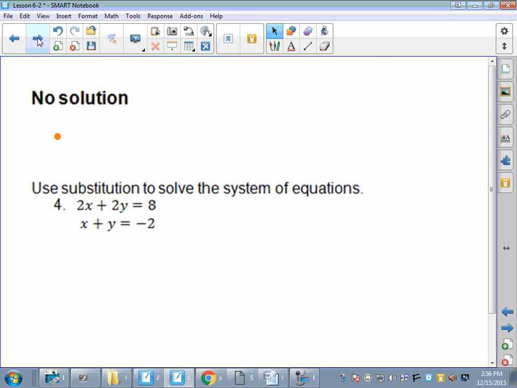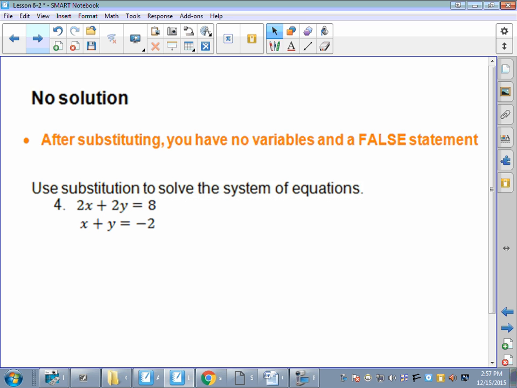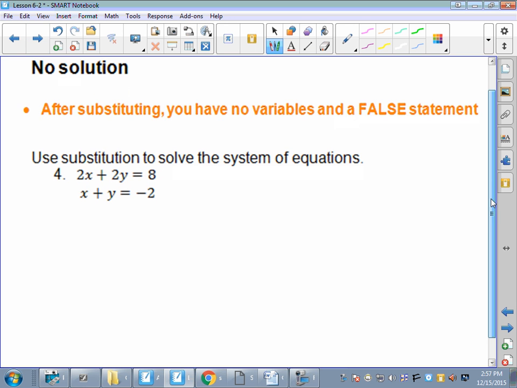Our one other case that we could have is no solution. No solution, much like other ones we've talked about. After substituting, you have no variables and a false statement. If we graphed them for no solution, remember those lines would be parallel. So let's do one last practice for solving a system by substitution, and then I'm going to give you some things to think about. So for problem number 4, there are no variables isolated.